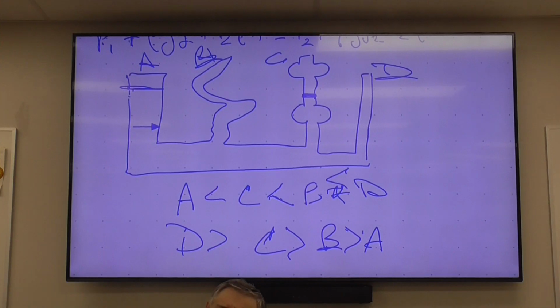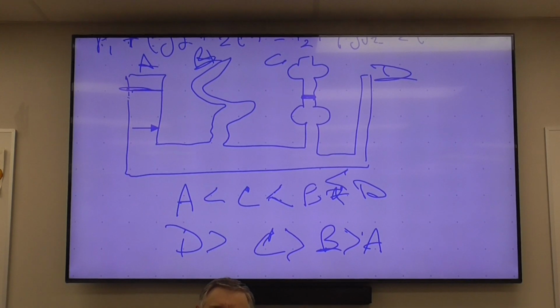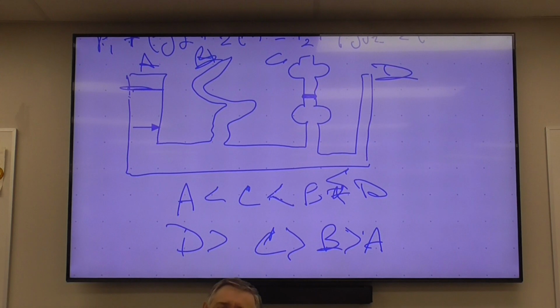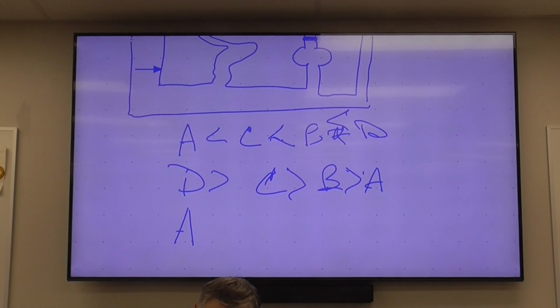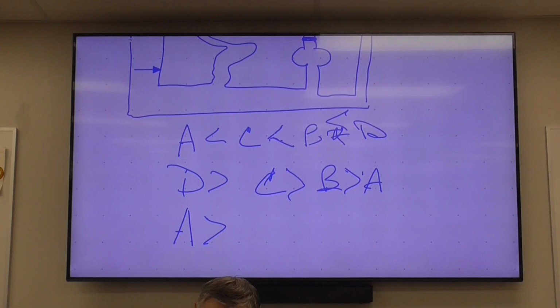That's so rude. But I'm gonna do something radical here. I think A is the highest, C will be the lowest. So A is gonna be greater than, and C is gonna be out here. And then we're gonna have D is less than A, and then B less than D. So this sequence, yes. Danny?